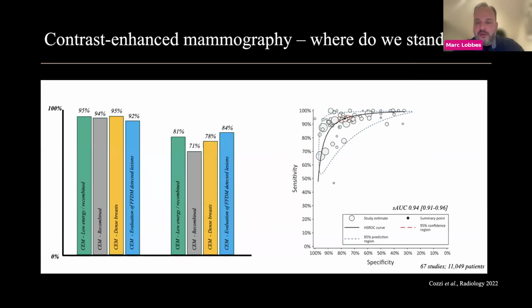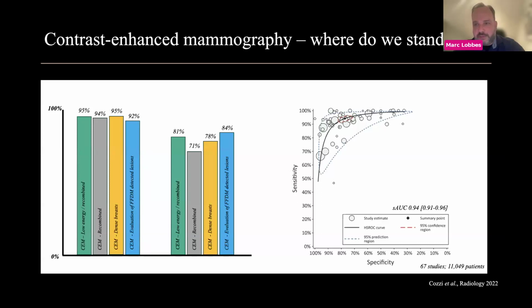Now, my dear colleague from Italy, Alessandro Cossi, did a very nice review quite recently on where we stand with contrast-enhanced mammography, and even divided it between very specific questions, like looking only at the recombined image or looking at dense breast. But when you look at the green bars, which is sort of the summary of all, you see that the sensitivity of contrast-enhanced mammography is up to 95%, with a very good specificity of up to 81%. And these are actually numbers that we're used to reading about with breast MRI. So it's up there with breast MRI as a competition.